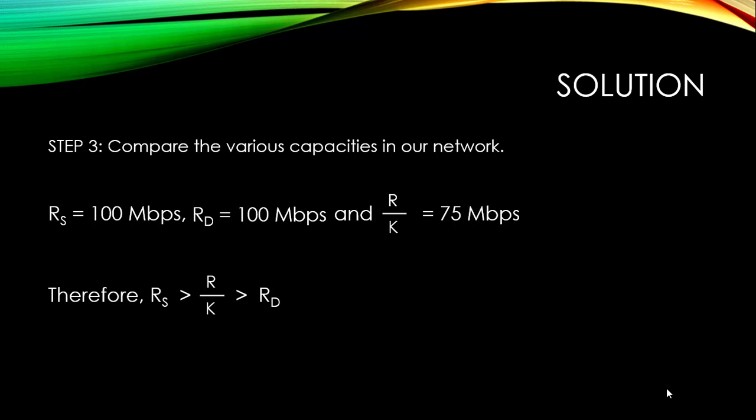And so when we shuffle things around, we now see that RS and RD equal each other, and that those together, or individually, are greater than the value of R over K. This means that our lowest capacity now lies with the common link.